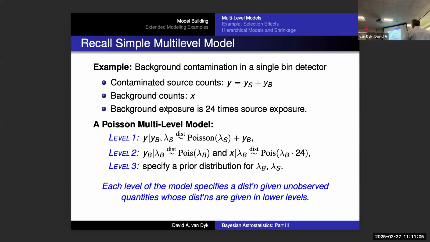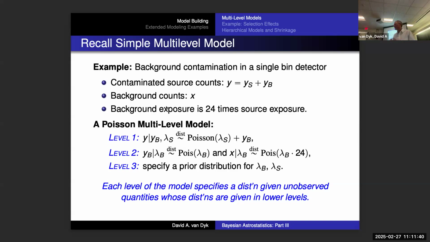And then at the second level, I propose distributions of things that I condition on. So at level 2, I'm defining the distribution of YB, and I put X there too, because those are the things that depend on the background intensity. I see the background exposure is 25 times longer. Now I remember. So there's a 24 here just to indicate that 25 times longer, 25 more area, whatever it is. And then at level 3, we specify prior distributions. Again, so at level 1 and level 2, we're conditioning on lambda S and lambda B, so we specify these distributions here.